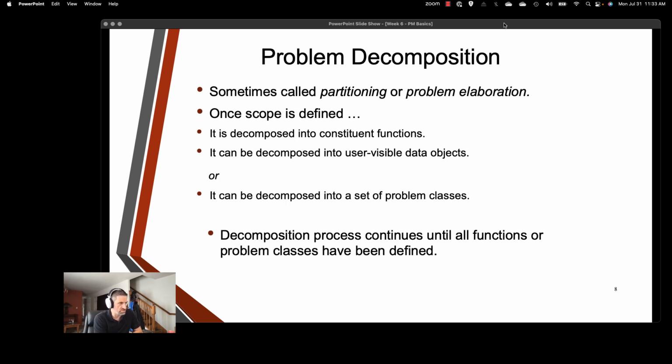All right, so one of the things we want to do is, once we've got a high-level version of the problem, we want to decompose it or partition it. Once our scope is defined, we decompose it into its constituent functions, or it can be decomposed into user-visible data objects or into a set of problem classes. And we saw some of this before when we went through our use cases. We talked about our personas and all that. So being able to develop your requirements and then turn them into use cases is important. This decomposition is going to continue until all functions or problem classes have been defined.